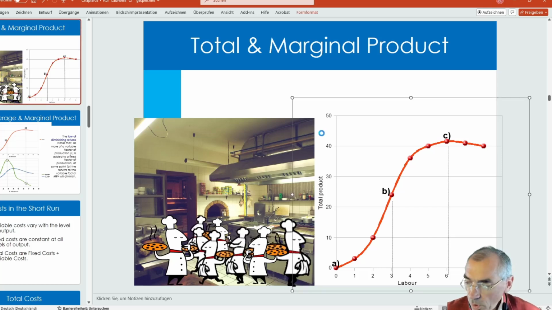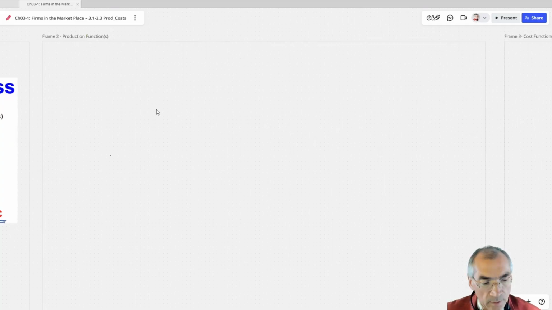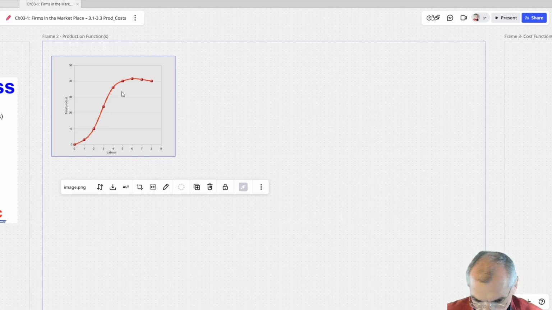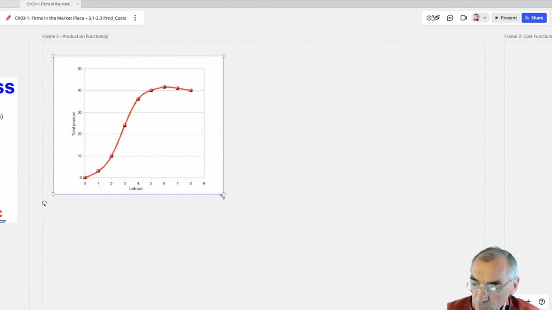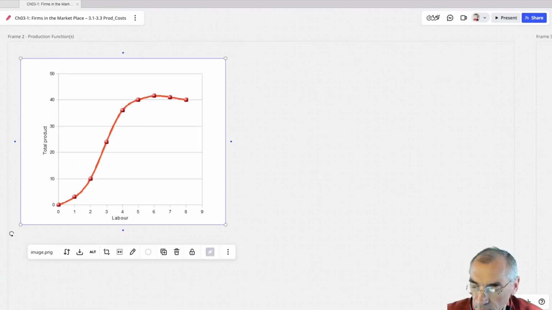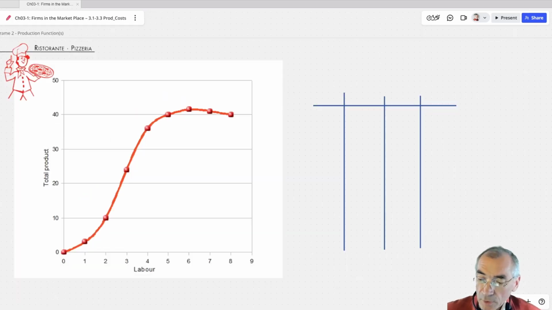So I copy that graph into our board, and we could say, okay, what happens in our Pizzeria L'Armonia? How can we observe this output? Production function in the Pizzeria L'Armonia. Our production function, or total product, is marked in red, and we can see the numbers.